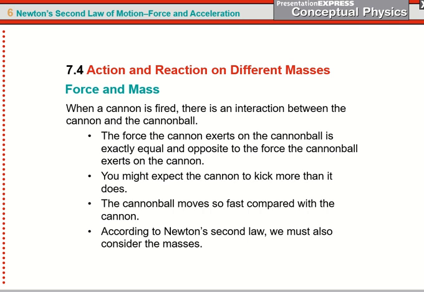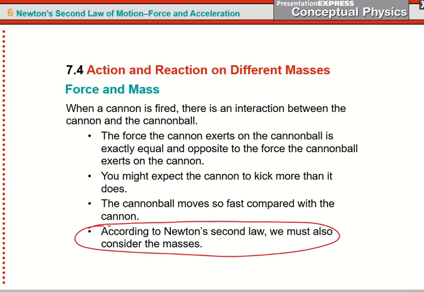When a cannon is fired, there's an interaction between the cannon and the cannonball. The force the cannon exerts on the ball is exactly equal and opposite to the force the ball exerts on the cannon, which is why the cannon kicks backwards. So the cannon pushes the ball forward, the ball pushes the cannon backward. But the cannon doesn't move a whole lot. Why? We need to consider the masses.